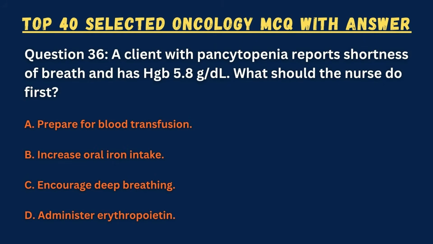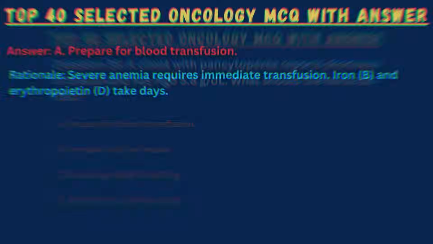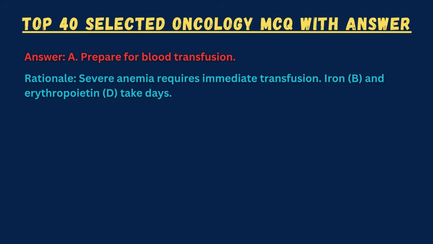Question 36. A client with pancytopenia reports shortness of breath and has hemoglobin 5.8 gram per deciliter. What should the nurse do first? A. Prepare for blood transfusion. B. Increase oral iron intake. C. Encourage deep breathing. D. Administer erythropoietin. Answer. A. Prepare for blood transfusion. Rationale. Severe anemia requires immediate transfusion. Iron, B, and erythropoietin, D, take days.